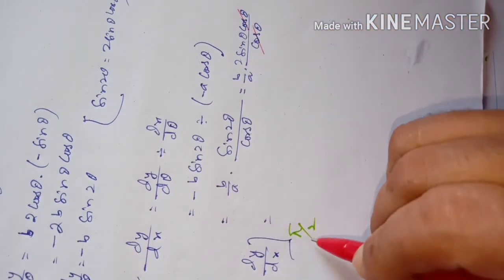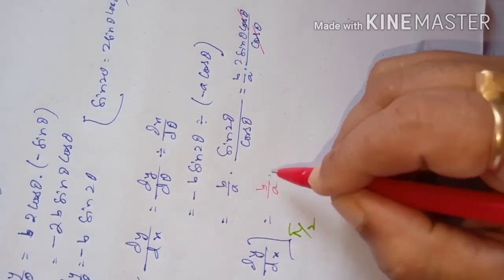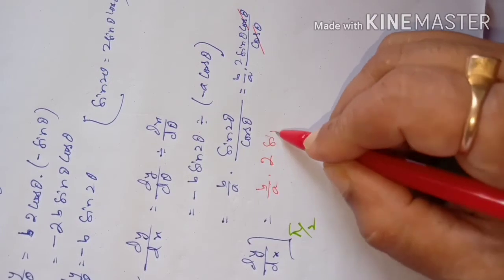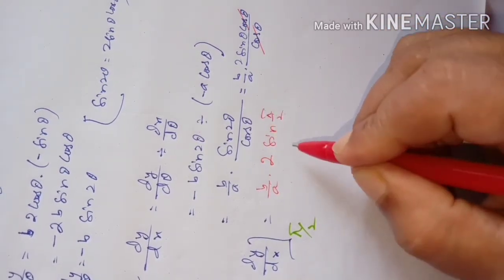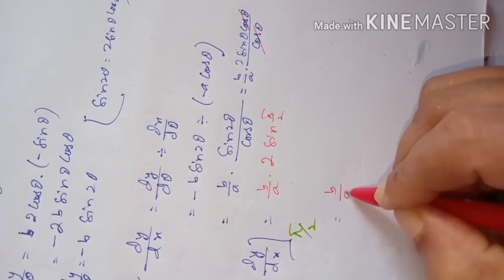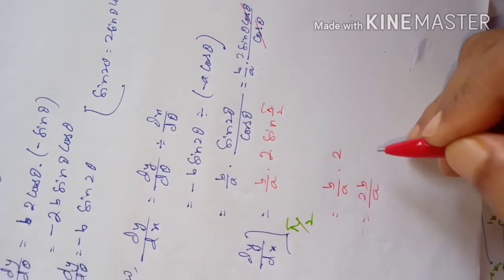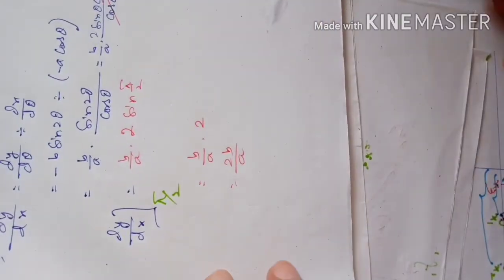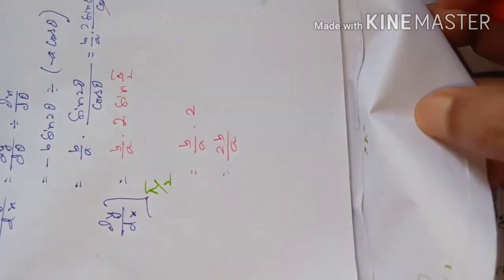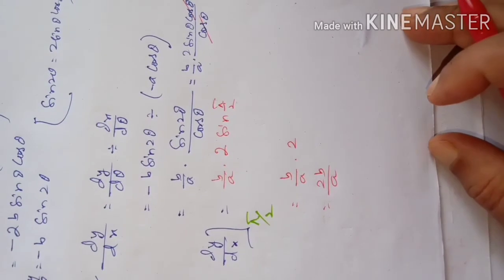There we put pi by 2. So dy by dx at pi by 2 will be b by a into 2 times sin pi by 2, and sin pi by 2, you know, is 1. Therefore it will be equal to b by a into 2, that means twice b by a. And as you know, the slope of the normal will be the reciprocal of the slope of the tangent.